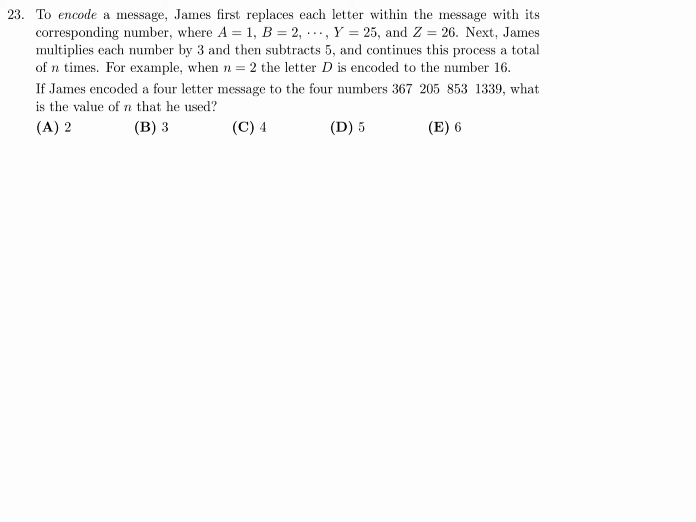To encode a message, James first replaces each letter within the message with its corresponding number, where A is 1, B is 2, ... Y is 25, Z is 26. Next, James multiplies each number by 3, then subtracts 5, and continues this process a total of n times. For example, when n is 2, the letter D is encoded to the number 16. If James encoded a 4-letter message to the 4 numbers 367, 205, 853, 1339, what is the value of n that he used?